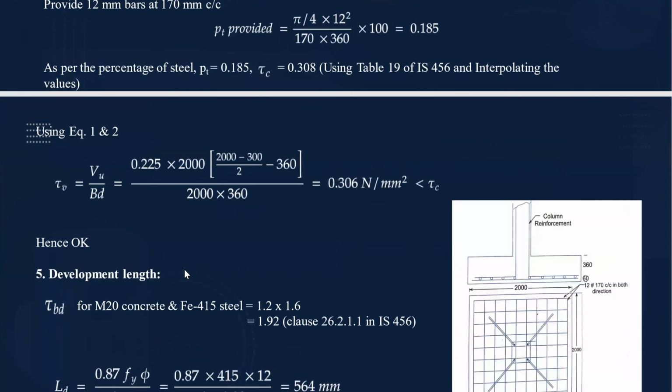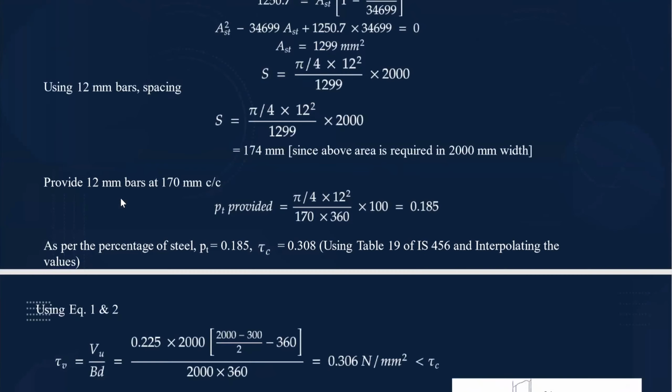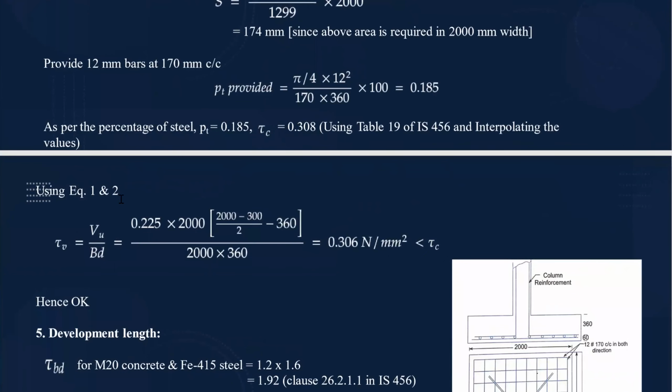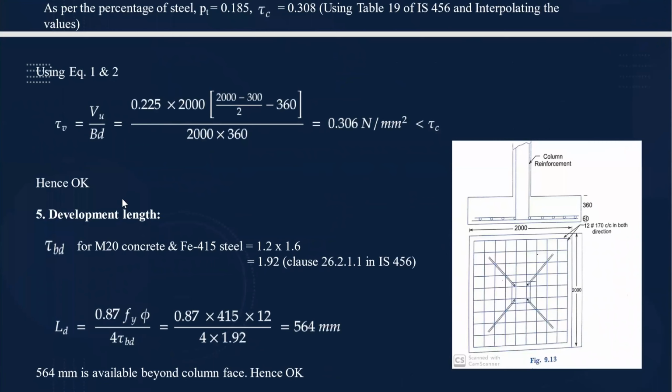The next step is tau V. As I said, using equation 1 and 2, tau V is equal to V upon b d, which is 0.306 Newton per mm square and less than tau C, hence the design is okay.